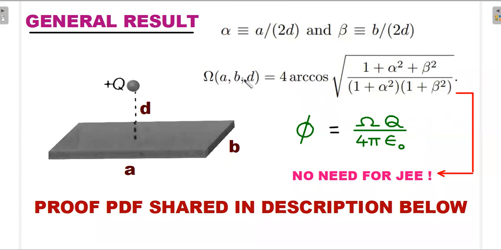The value of the solid angle associated with this point subtended by this one is given by 4 arccos, that means cos inverse, of this expression, where alpha and beta are defined by these factors. Alpha is a divided by 2d and beta is b divided by 2d. It's a nice symmetric expression actually, but the calculation, trust me, is long. And for those Olympiad aspirants who are very much interested in this calculation, I've shared the proof in PDF format in the description below for this derivation. If you are interested in that integration and all that, it's not difficult, it's lengthy, that's it. So you can go and check that PDF file in the description below.